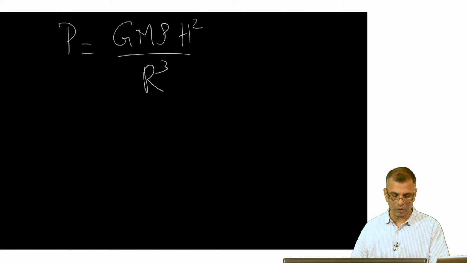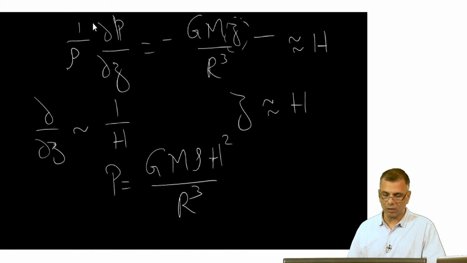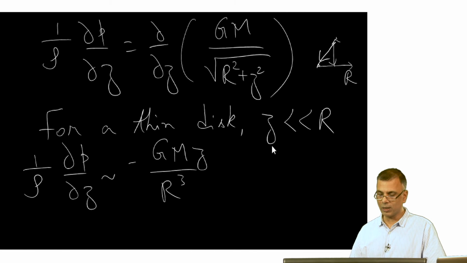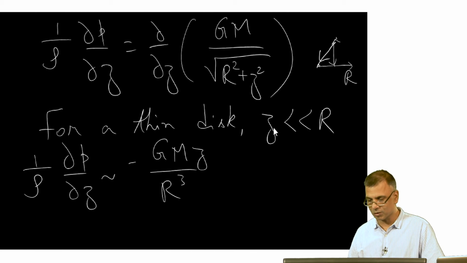And just to emphasize, how did we get here? We took the vertical component of the momentum equation, right? Actually, strictly speaking, it's this one. We made the assumption that we have a thin disk, so z is much less than r. So I do a binomial expansion in the small parameter z over r, and that gives me this.